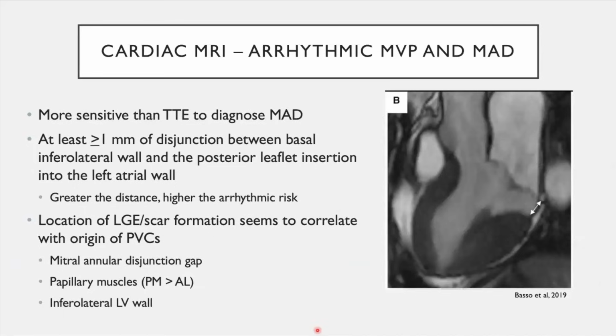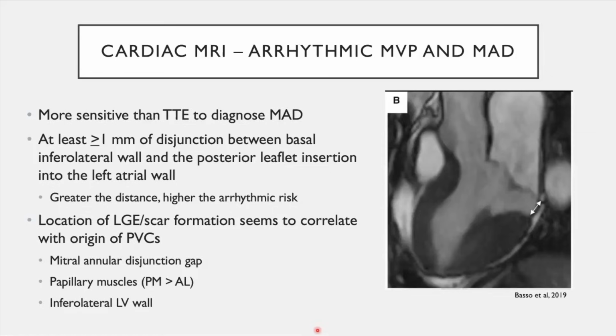Cardiac MRI can also be helpful when assessing arrhythmic mitral valve prolapse and mitral annular disjunction. It's more sensitive than transthoracic echo to diagnose mitral annular disjunction. Again, at least greater than or equal to 1 millimeter of disjunction between the basal infralateral wall and posterior leaflet insertion into the left atrial wall, with the greater the distance giving a higher arrhythmic risk. It can also be helpful to determine if there's presence of late gadolinium enhancement and localize it to assess for scar formation.